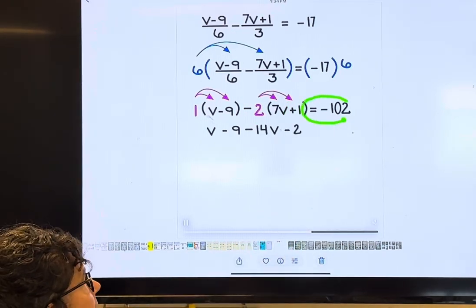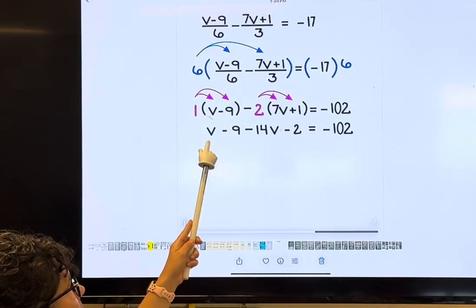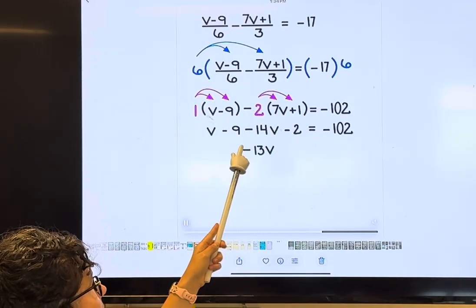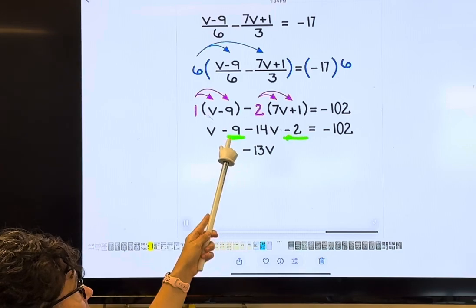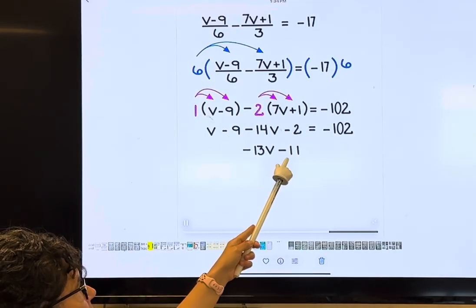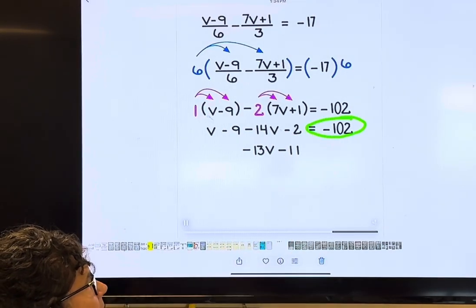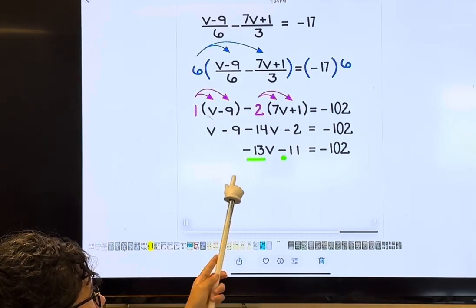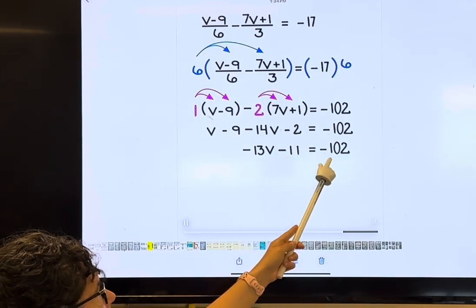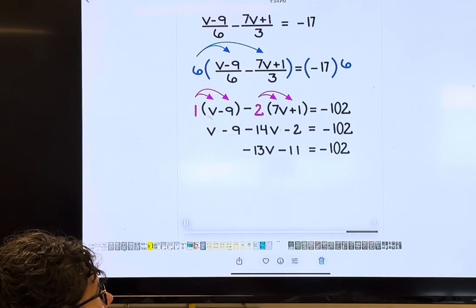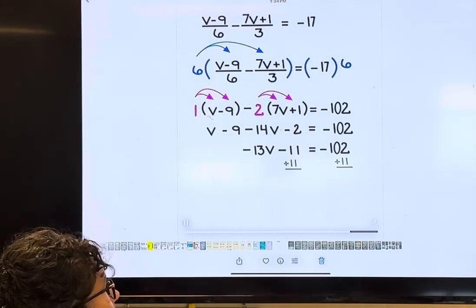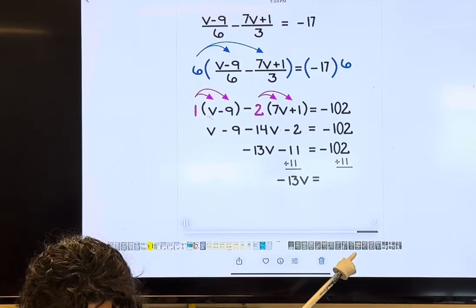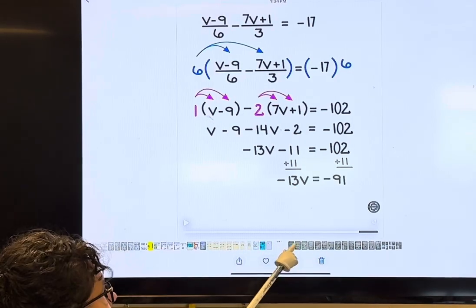Bring down the right side. I want to combine some like terms. So v and negative 14v make negative 13v. Negative 9 minus 2 is negative 11. Bring down the negative 102. Letters on one side, numbers on the other. So v, numbers, numbers. Let's add over the 11 to move the numbers to the same side. We have negative 13v equals negative 91.